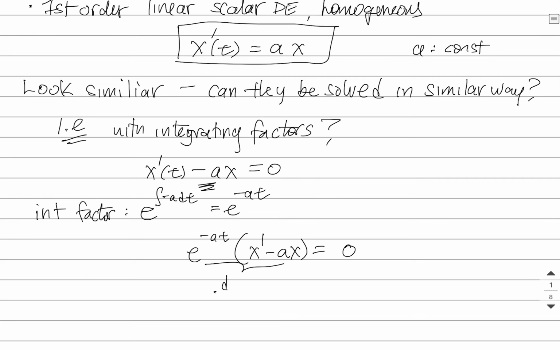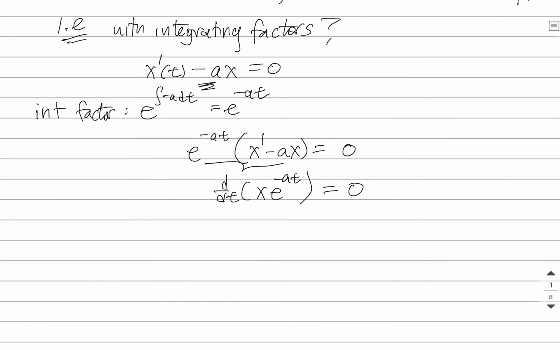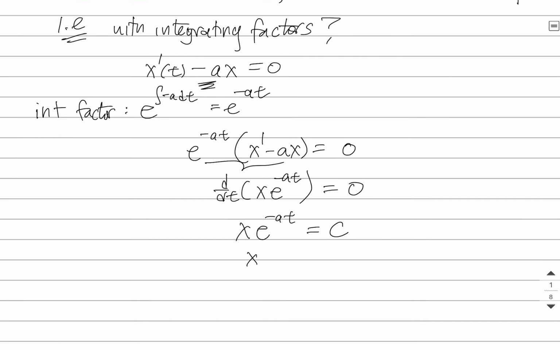The point of the integrating factor is that it will turn this into a perfect derivative, the function times the integrating factor. And that allows us to take an antiderivative and we'll get a constant and we'll be able to figure out the function, c e to the at. So it's no surprise that it's an exponential function.